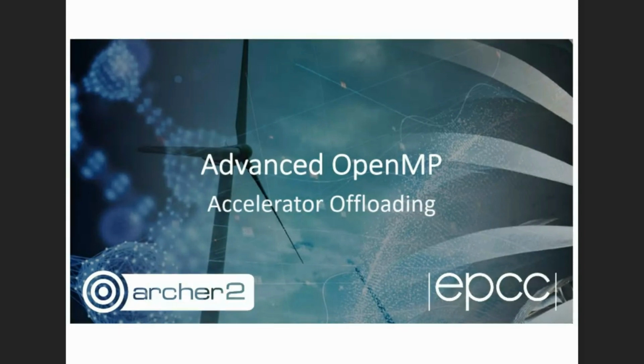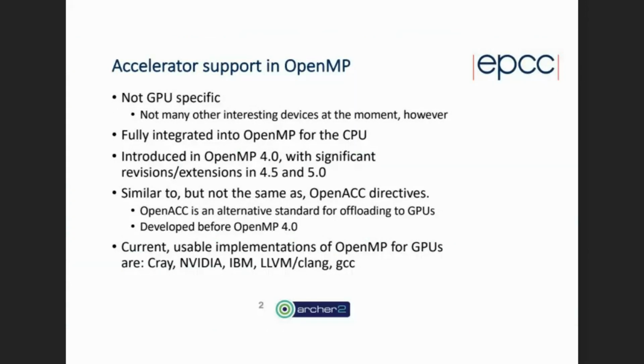So unfortunately, we don't have any. ARCHER2 does not have any GPU nodes that we can try stuff on. So the accelerator support in OpenMP, the way it's been designed, isn't completely bound to GPUs. It's designed to be not completely GPU specific. However, there's not really many other interesting devices around at the moment.